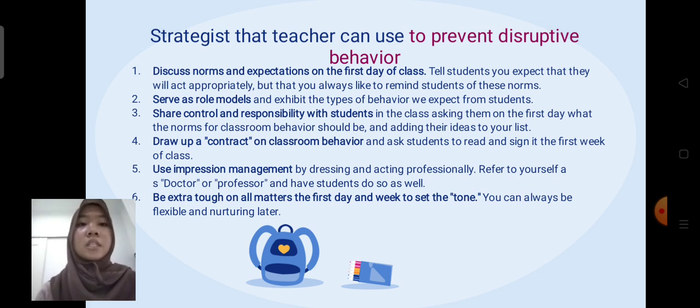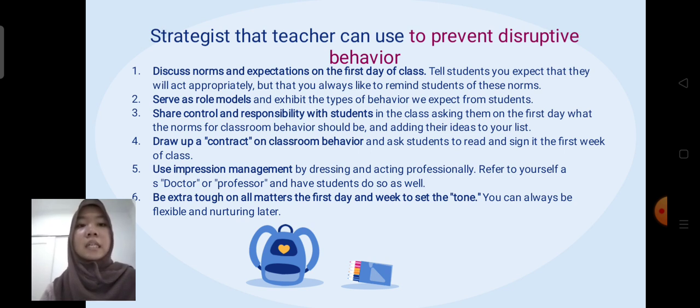This is the strategies the teacher can use to prevent disruptive behavior. The first one, discuss norms and expectations on the first day of class. Tell students you expect that they will act appropriately, but that you always like to remind students of these norms. Second, serve as role models and exhibit the types of behavior we expect from students.